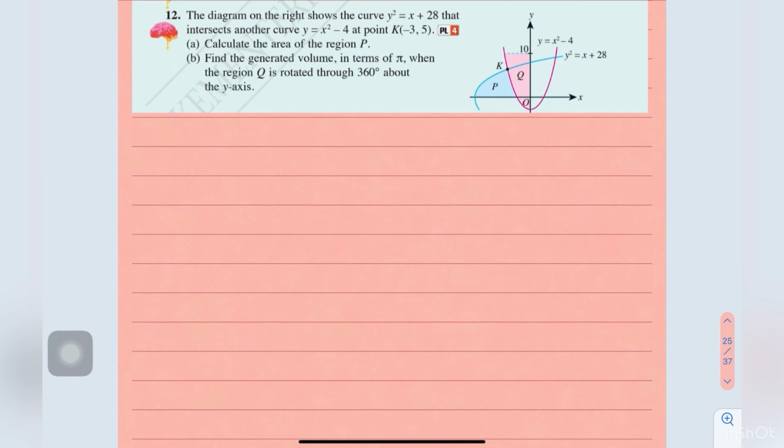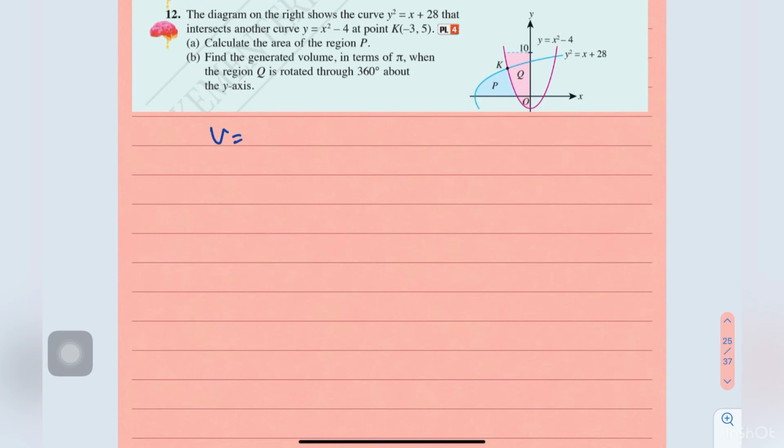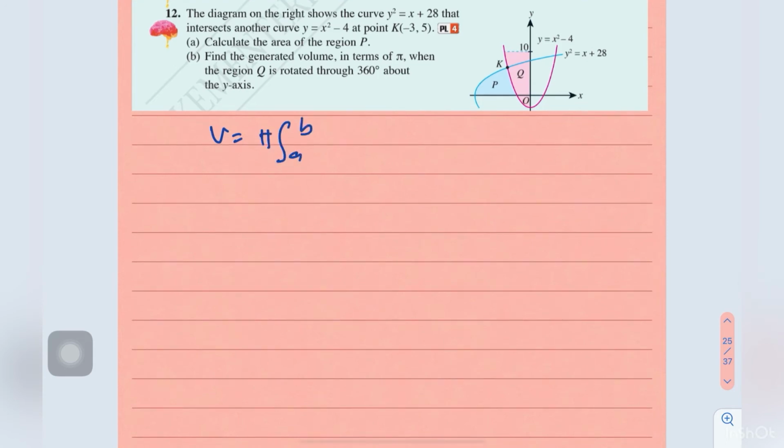12b, find the generated volume in terms of pi when the region Q is rotated through 360 degrees about the y-axis. Okay, so for volume rotated about y, the formula is pi integral from a to b of x squared dy. Since it is dy, a and b are values of y. Therefore we need to find the limits first. The upper limit is 10, very clear. The lower limit is the y-intercept, where x equals 0. Substitute into the pink curve: when x equals 0, y equals -4. So the lower limit is -4, the upper is 10.